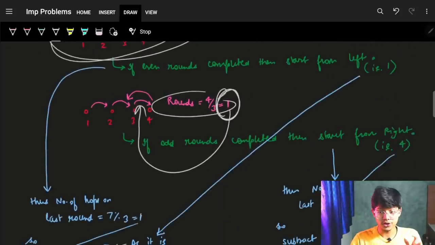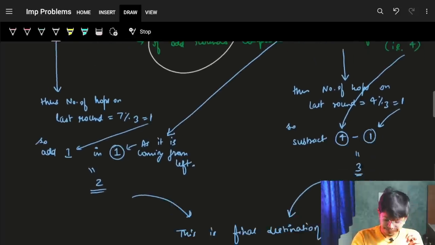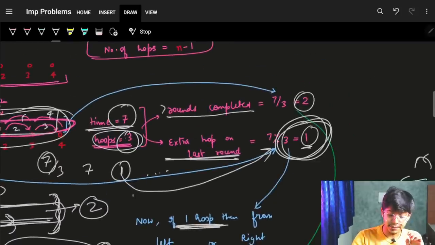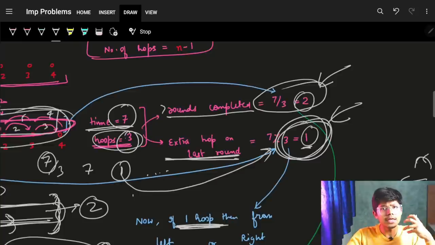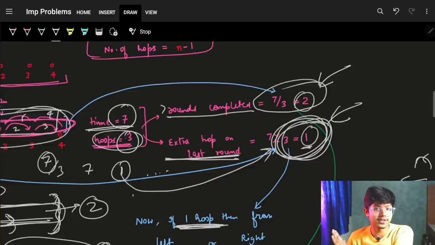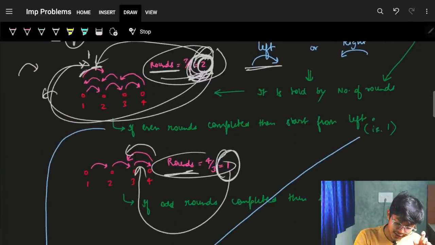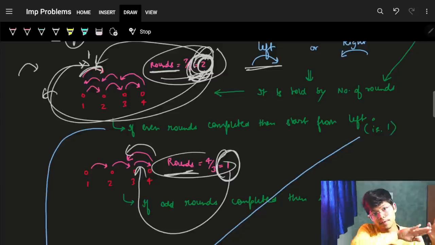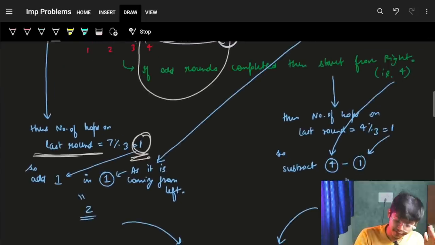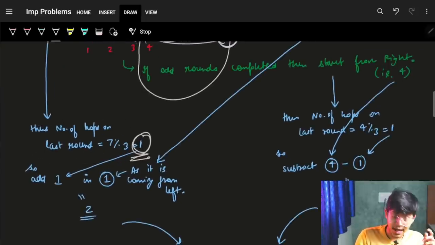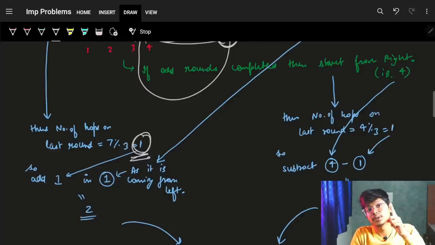I can use this ideology or this phenomenon to find out, okay, if I know the number of rounds completed so far, and if I know the number of hops remaining, the number of rounds completed will show me whether I need to go from left or right. The number of hops will show me how many hops forward I need to go. So it easily shows us that if the number of rounds is even, then I need to go from left, which means that I need to go from 1. So in this example, if the number of hops is, let's say, 1, I'm pretty sure that I need to move from 1 because the number of rounds was even.